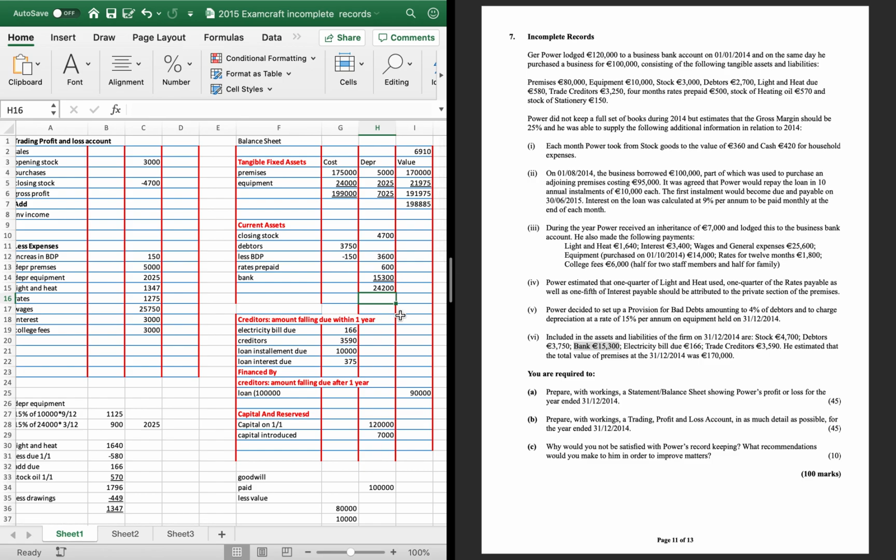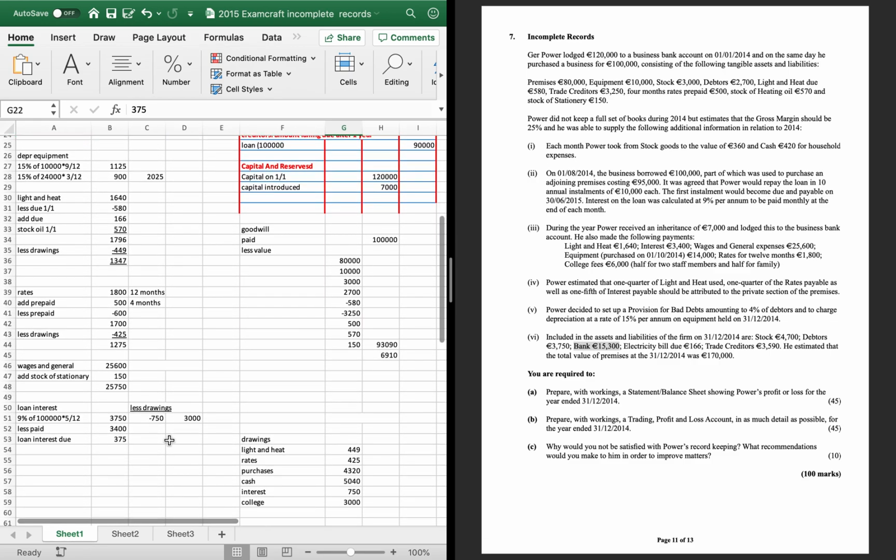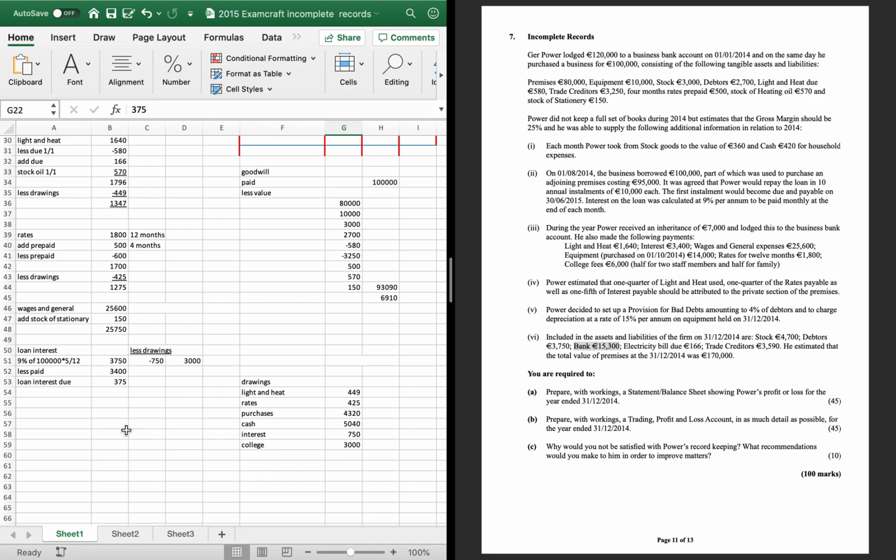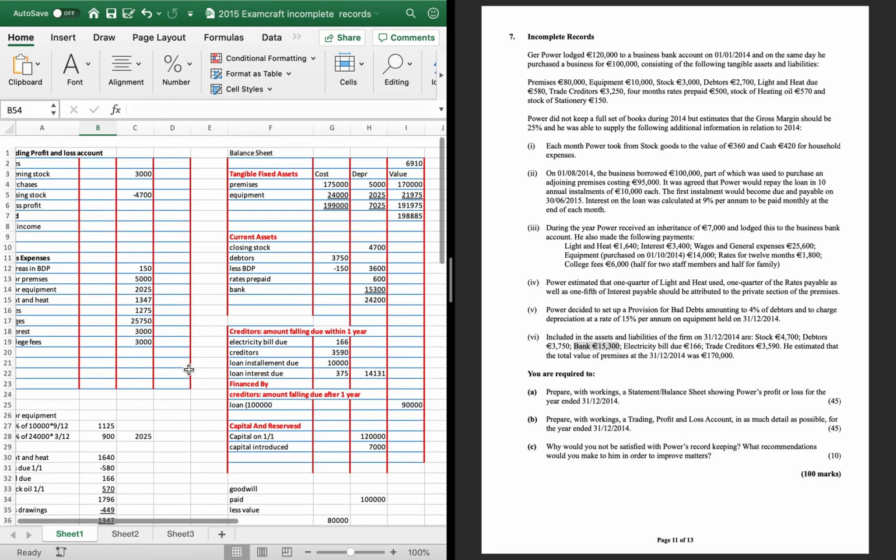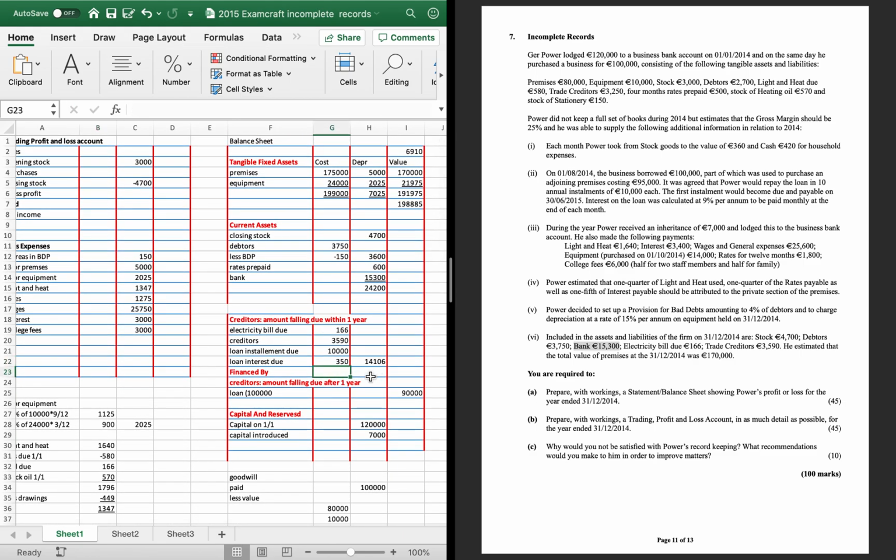So your bank adds up to 24,200. Your current liabilities for them add up to 14,131. So it's given me a different loan interest due figure. I just want to check that. So that should be 350, shouldn't it? Oh God, sorry. So we'll just change that to 350. So that's 14,106.